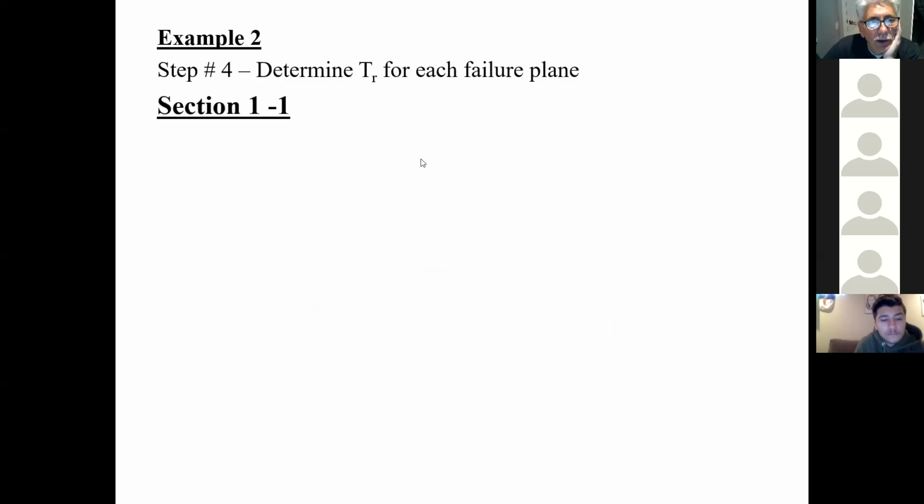So what we'll do is for section 1-1. Now, this is the equation. TR is equal to phi Fu Ane. The Ane is to account for the shear lag, and the Fu is the ultimate tensile strength of the material, and that should be equal to or greater than 430.